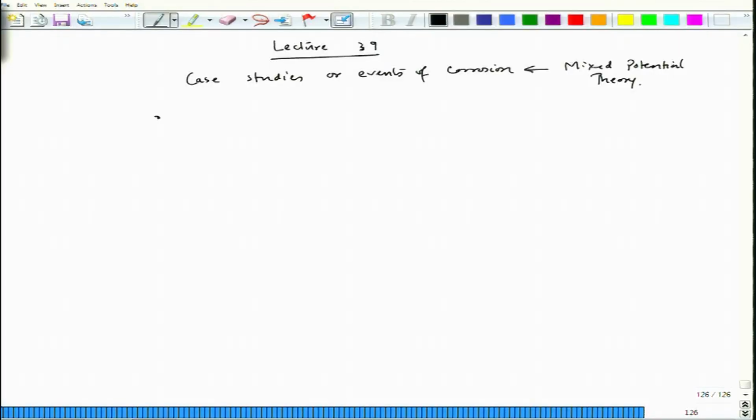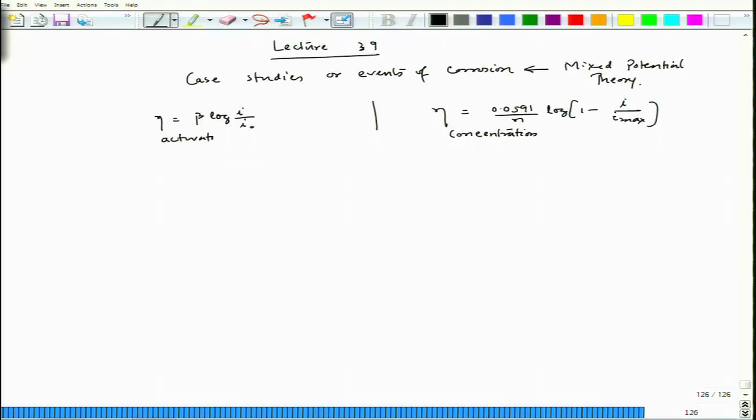So, we have 2 situations: one is eta equal to beta log I by I0, and another one is eta equal to 0.0591 by n log of 1 minus I by I max. So, this is basically concentration polarization, and this is activation. In the concentration polarization we would consider cathodic polarization.